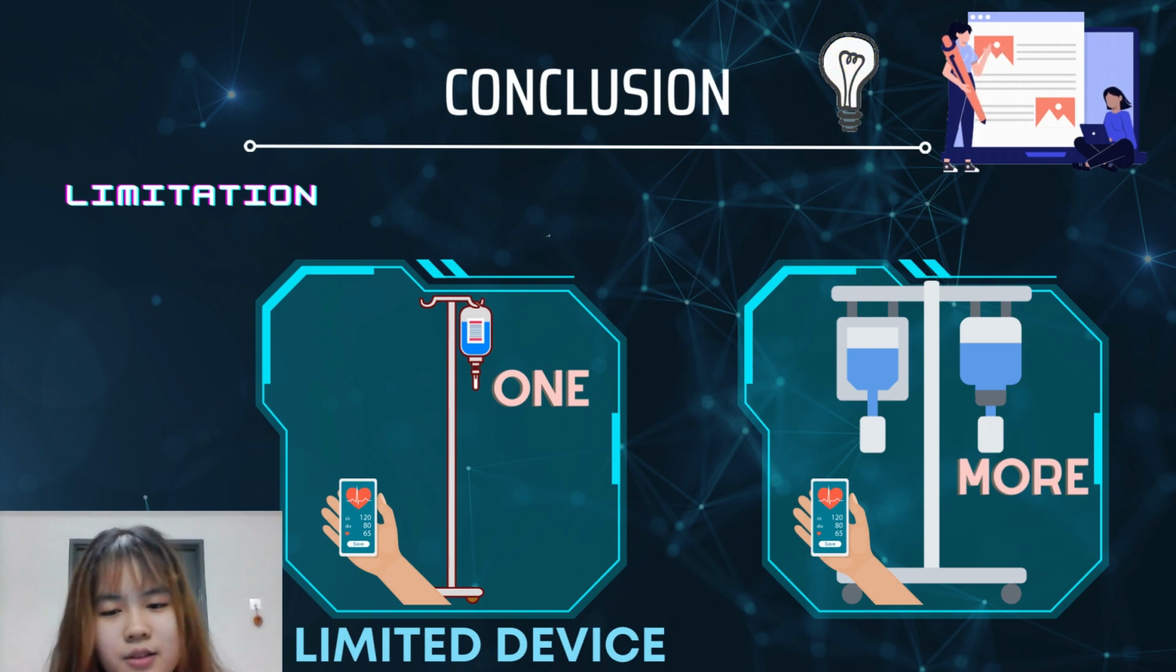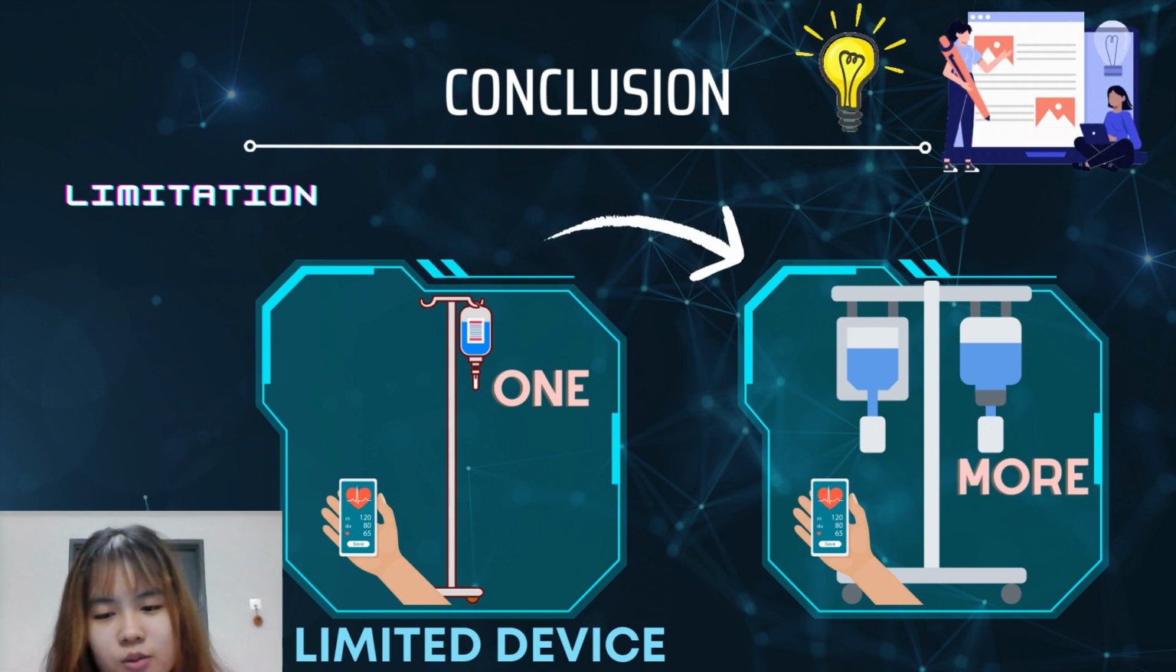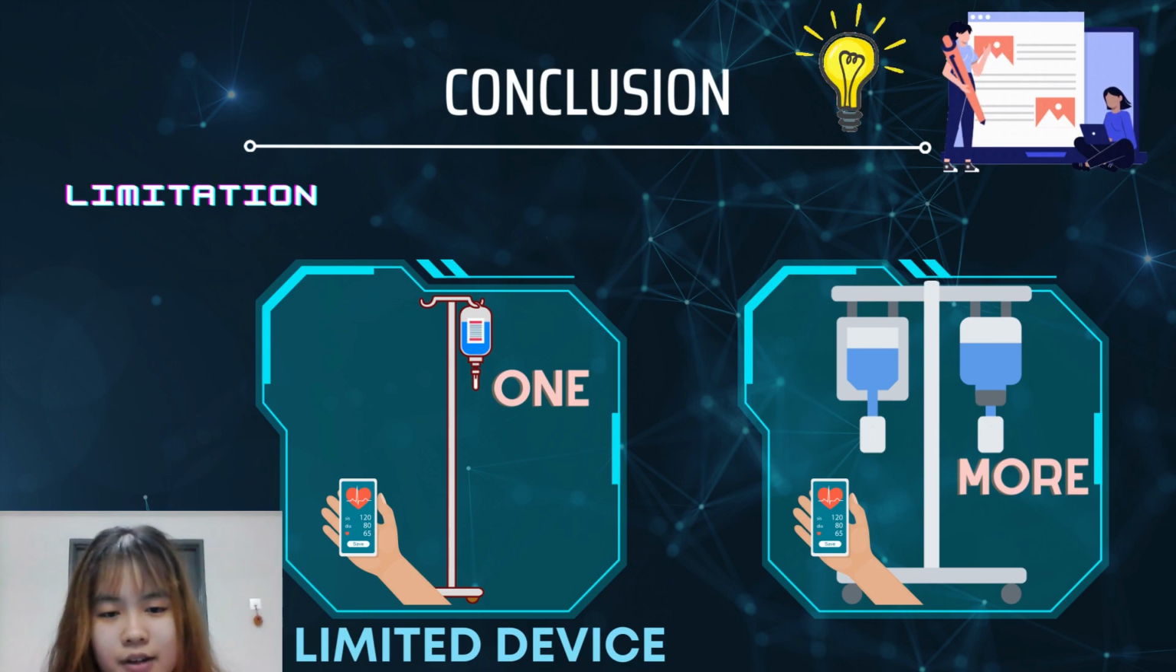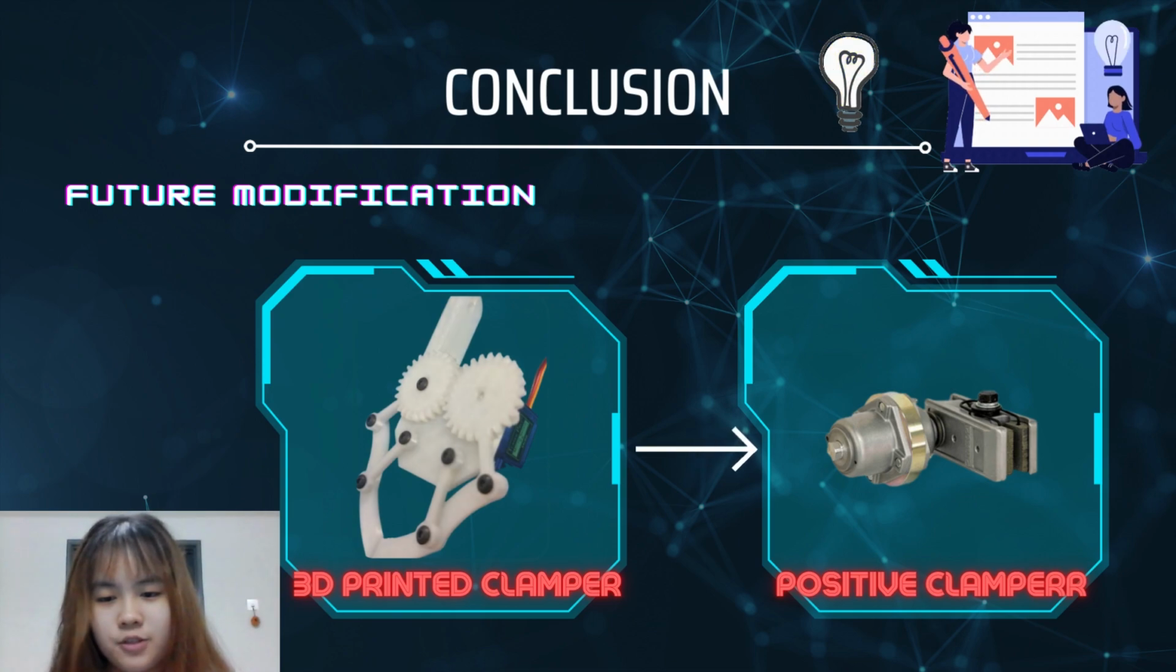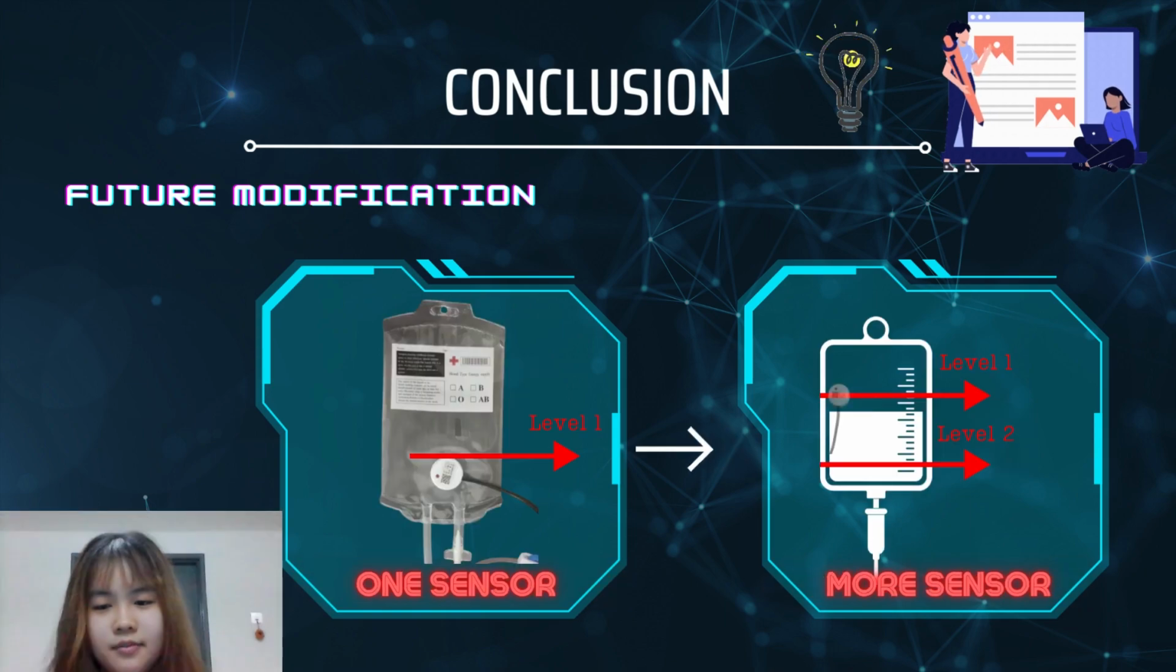Our device has a limitation where it can only monitor one IV bag at a time. We hope to upgrade this system so it can monitor more than one IV bag. For future modification, we need a stronger and more precise clamper to enhance the system. For instance, a positive clamper could be used since it can last longer.